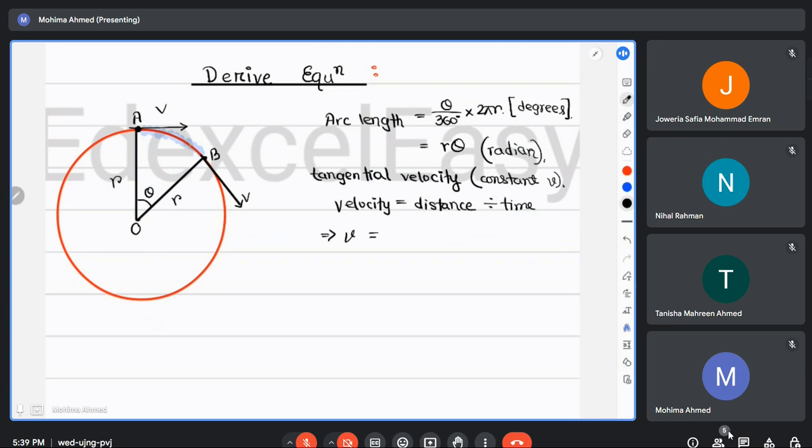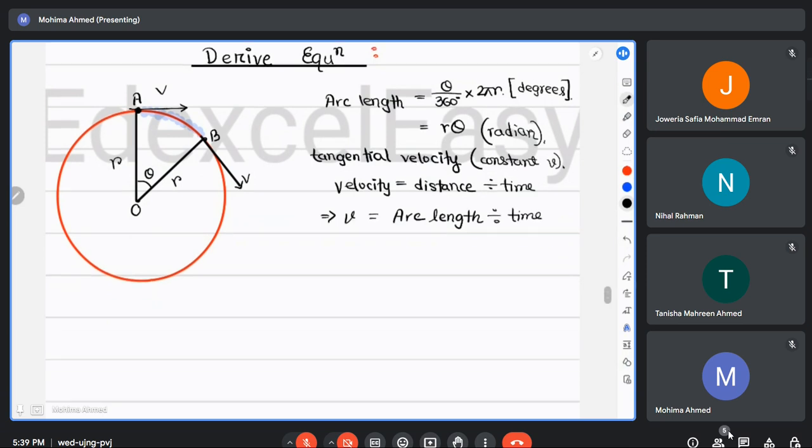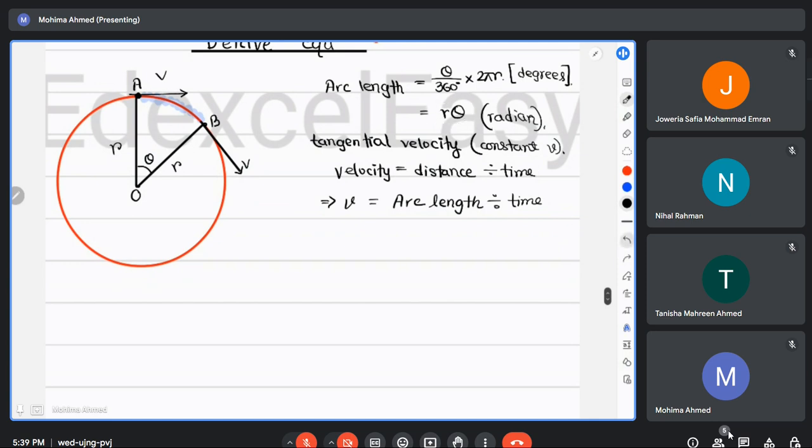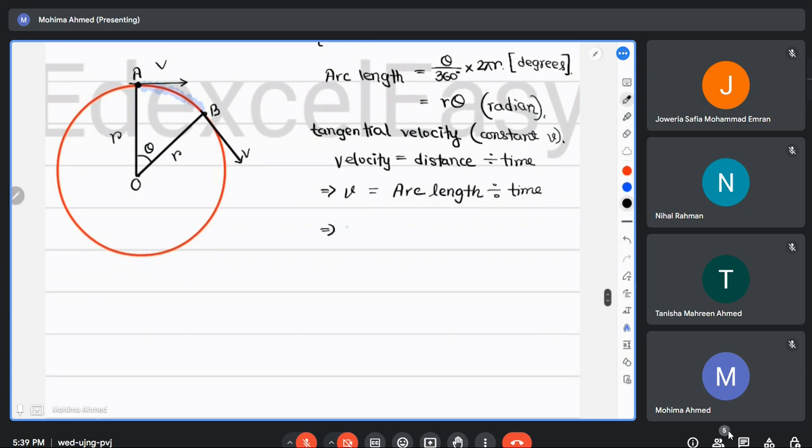Now again over here, tangential velocity can be represented as distance, which is what? That highlighted section of the circle, right? That is your arc length AB. So I can write arc length divided by time. And then again, arc length was just what? r theta. So tangential velocity is r theta divided by time.